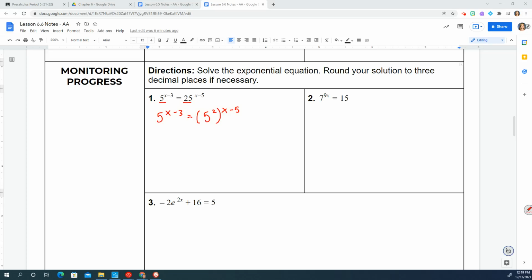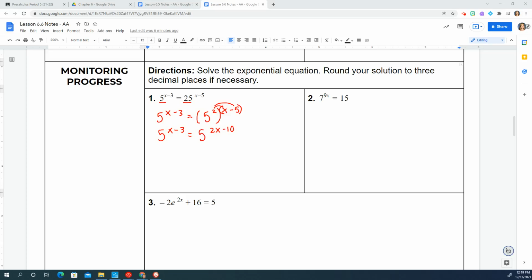Because 25 is 5 squared. And then you don't even have to change the other side. So here, I would do power to a power. I'd multiply those. That's the same as 5 to the 2x minus 10.